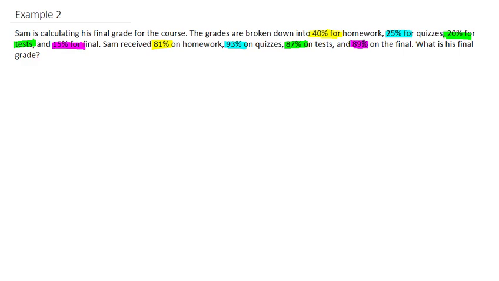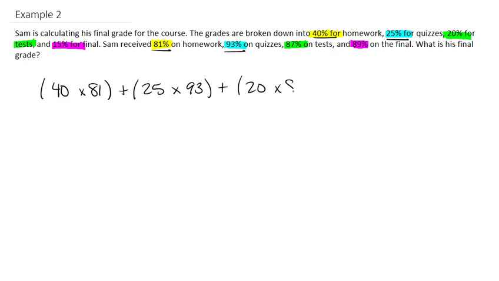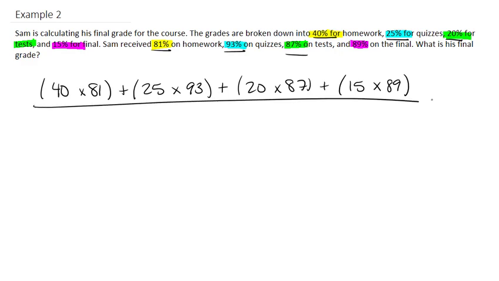So let's calculate his final grade. Like before, we're going to write it all out. So we have 40 times this 81, plus 25 times 93, plus 20 times 87, plus 15 times 89. Now the total grade is out of 100%, so we'll put it over 100. Now let's go ahead and calculate.